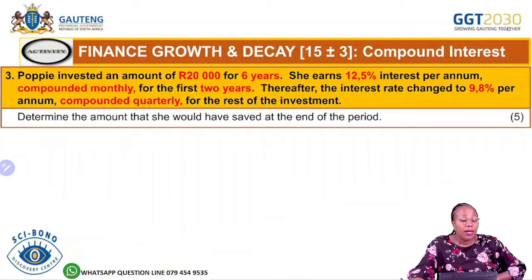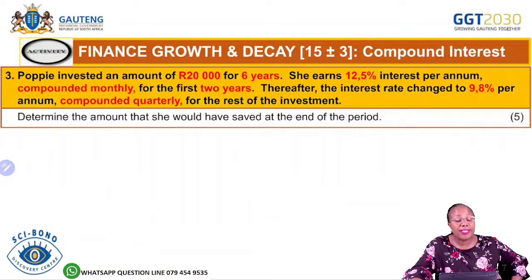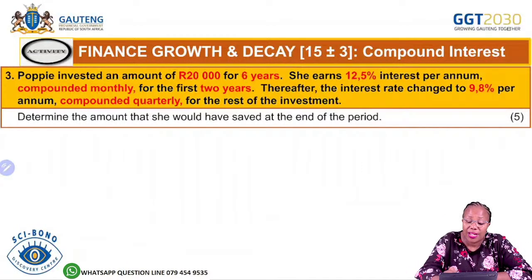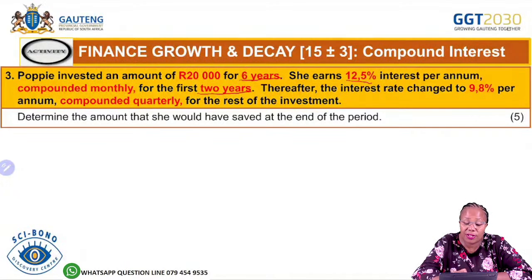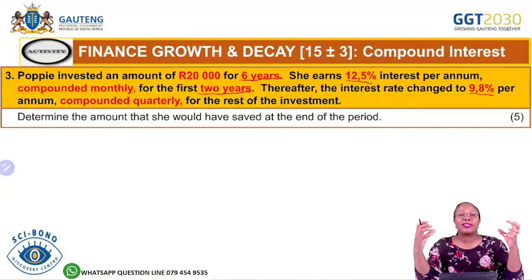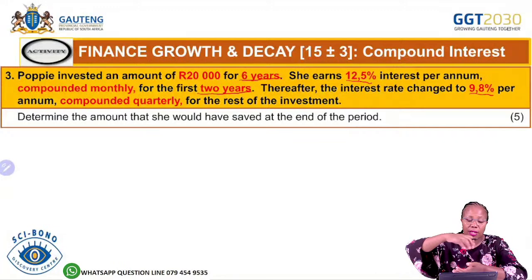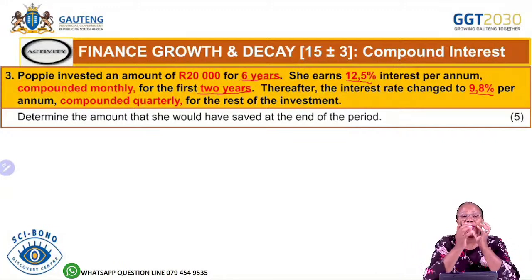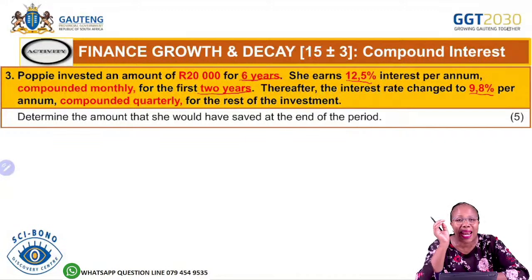And then number 3, Poppy invested an amount of 20,000 for a 6-year period. She earns 12.5% interest per annum compounded monthly for the first 2 years. Remember, the investment is for 6 years, and for 2 years it has a certain interest rate. Thereafter, the interest rate changes. The minute you have a change in interest rate or a change in deposit, that means it's more than one investment happening within the investment that you have done. There are changes within.